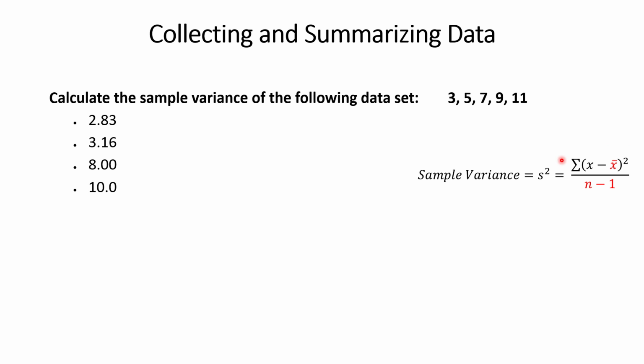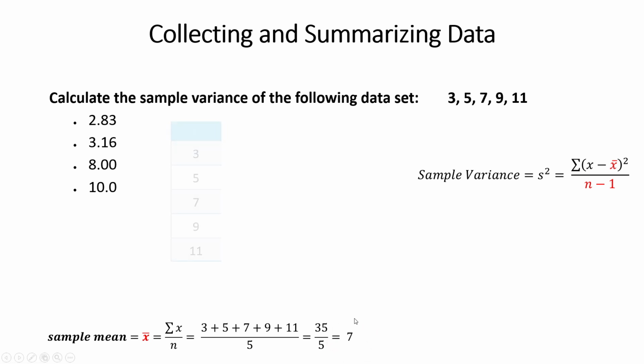But to actually do this calculation, the first thing we have to do is calculate the sample mean value. And that's basically the summation of our values, 3, 5, 7, 9, and 11, which sum up to 35, and then we divide by n. And in this situation, we have 5 data points, so n is equal to 5, and our sample mean is equal to 7. Now that we have the sample mean, we can start putting together a table to do the calculations.